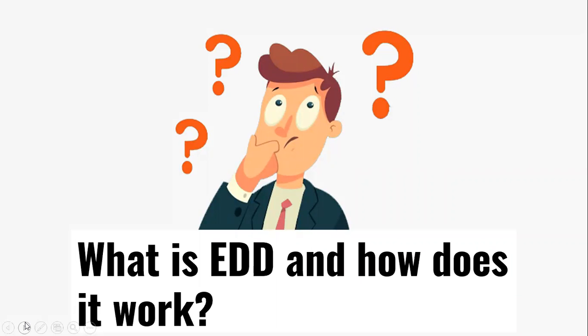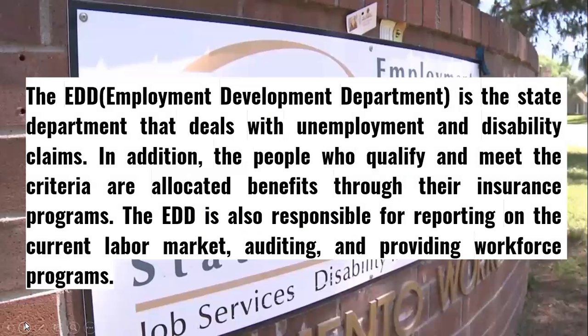What is EDD and how does it work, you may ask? The EDD is a state department that deals with unemployment and disability claims. In addition, the people who qualify and meet the criteria are allocated benefits through their insurance programs. The EDD is also responsible for reporting on the current labor market, auditing, and providing workforce programs.